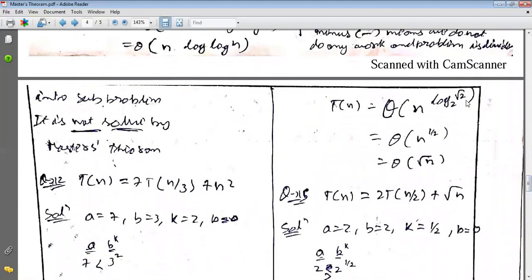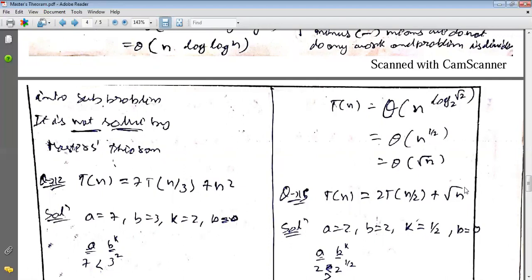Can I write root 2 as 2 to the power 1 by 2, and bring the 1 by 2 in front of log. So it becomes n to the power 1 by 2 times log 2 base 2, and log 2 base 2 is nothing but 1. The 1 by 2 becomes the power of n. So it becomes n to the power 1 by 2, and that is theta of root n.